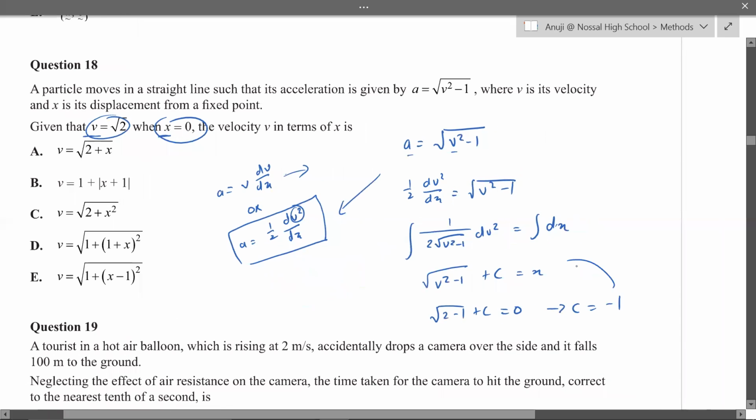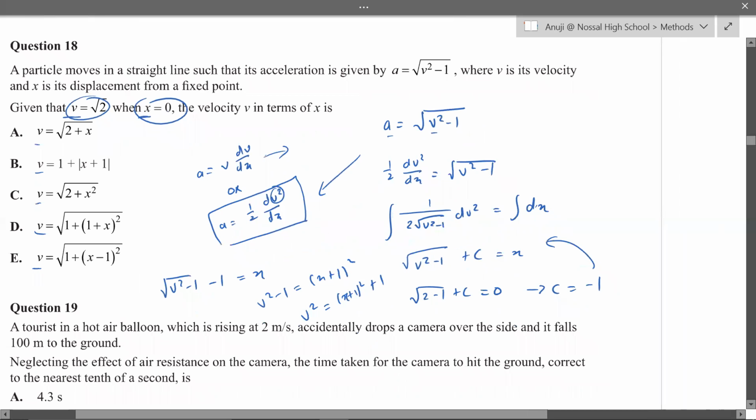So if you put that into here, V squared minus 1 equals x, and then all the answers are in V in terms of x, so you have to rearrange it. V minus 1 equals x plus 1 squared, and then V squared equals x plus 1 squared plus 1, so you could just square root it to get rid of the V squared, and it's D.